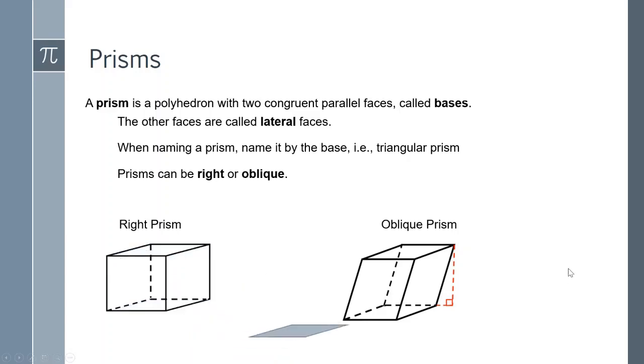And then the lateral faces would be the rest of the sides. So like this back side, this front right here, this front right here, and this side in the back. Those are the lateral faces. So understand what we mean when we talk about the lateral faces and the bases. You'll need to know that when we talk about lateral area versus surface area.